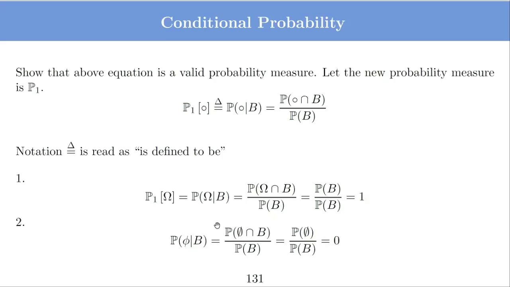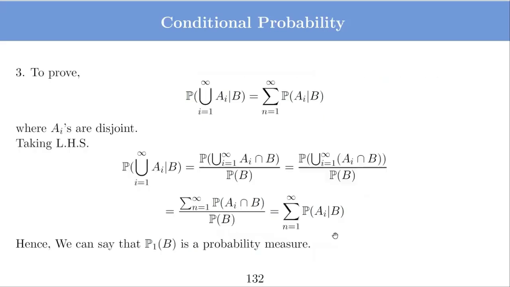Then I have to prove probability of phi is 0. So P1 of phi is equal to probability of phi given B, which is equal to probability of phi intersection B divided by probability of B. And again, phi intersection B is nothing but just phi. And P of phi is 0 because P is a probability measure. So if P is a probability measure, P1 would also satisfy this property.